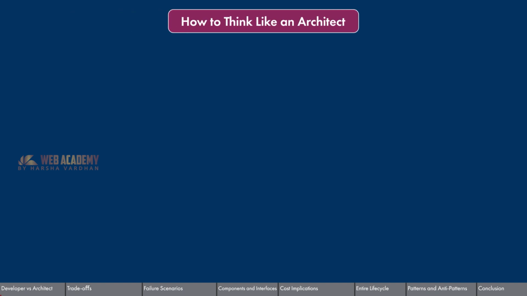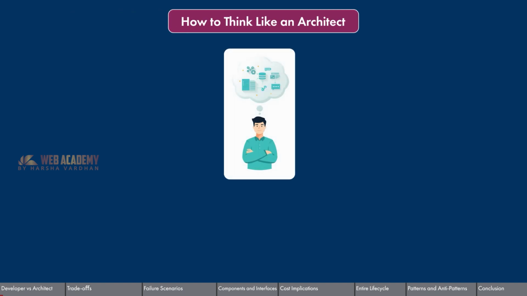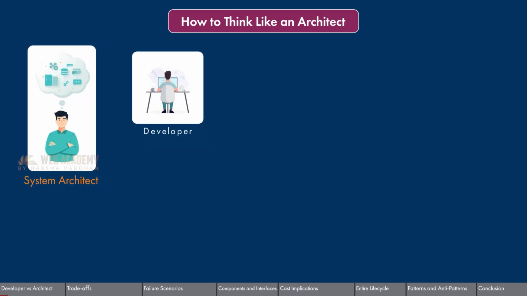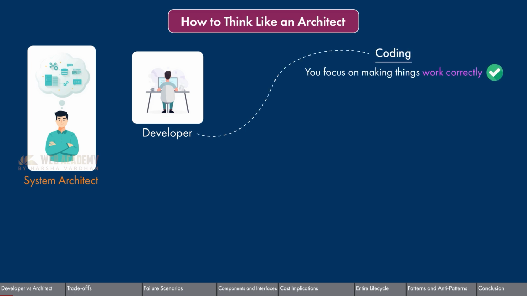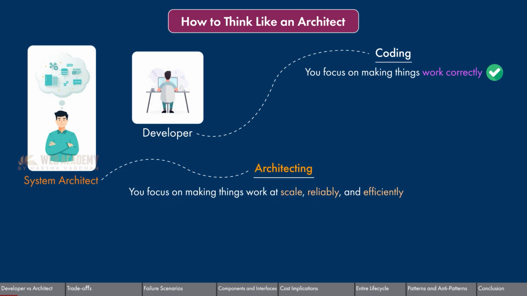In this lecture, we're going to learn how to think like a system architect, which is fundamentally different from thinking like a developer. When you're coding, you focus on making things work correctly. But when you're architecting, you focus on making things work at scale, reliably, and efficiently. Let me explain what I mean by this.